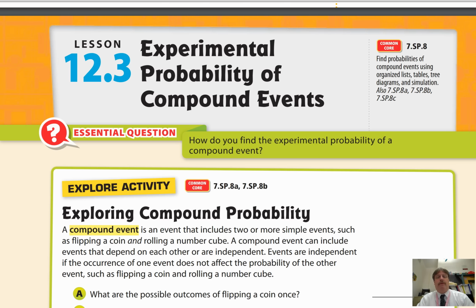In lesson 12.3, experimental probability of compound events, we're really building off of what we did in 12.2. How do you find the experimental probability of a compound event? If you remember, in 12.2 we were working on simple events. So we're going to expand this now to what's a compound event. But the process is pretty much the same thing of what we have to do.